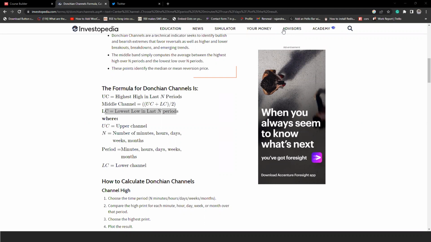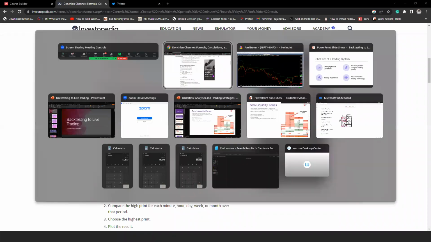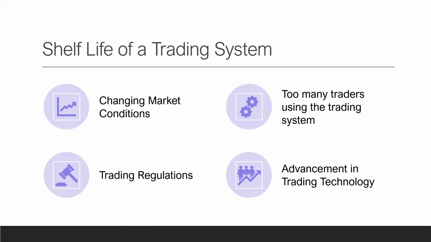Same thing with algo also. If your trading system is unique, shelf life will be longer. As I said, it not only depends upon how many traders are using it, it also depends upon various other factors. But every trading system will have a shelf life.